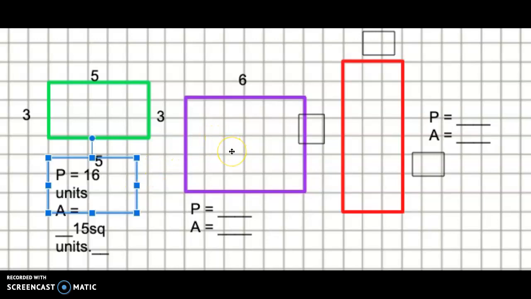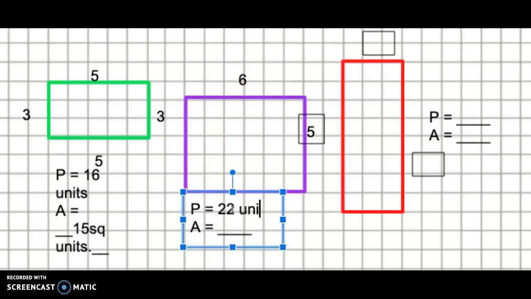Let's go on to this purple shape. In our purple shape, I can see that this top line is labeled as 6 units. 1, 2, 3, 4, 5, 6. But I don't know this side, so I will count 1, 2, 3, 4, 5. It looks like this one is 5. To do the perimeter, I will add all the sides together. So 5 plus 5 is 10. And then 6 plus, what's this one? 6 is 12. 12 plus 10 is 22 units.